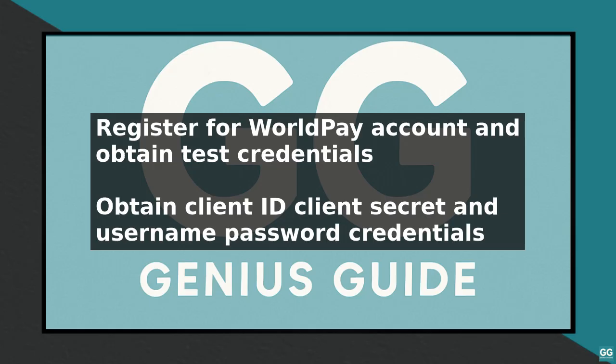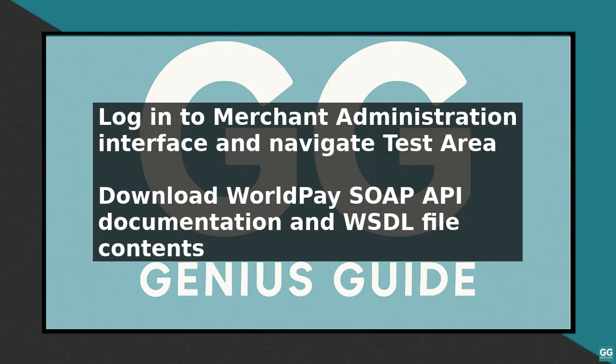First, log in to the Merchant Administration interface and navigate to the Test Area section. In this section, you can generate a set of test payment tokens and simulate different payment scenarios. Next, download the WorldPay SOAP API documentation and the WSDL file, which contains the XML schema for the API.